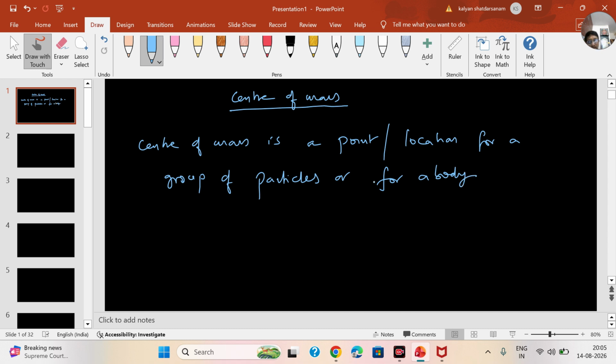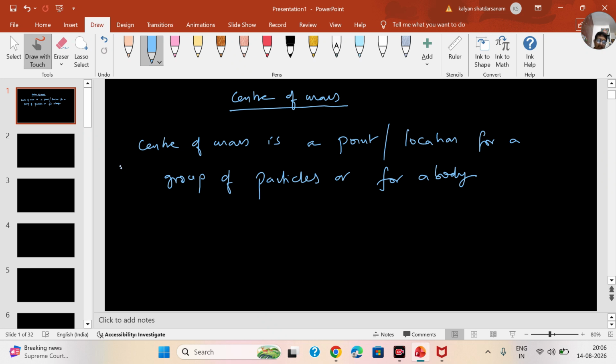Why we are interested in this point, that we will learn slightly later. What is the advantage of knowing center of mass and how it will help us in dealing with very complex motions, all that we will see later. But first, center of mass, the name itself says center of mass. So there is an object or group of objects, and I am trying to find this point or location which I call center of mass.